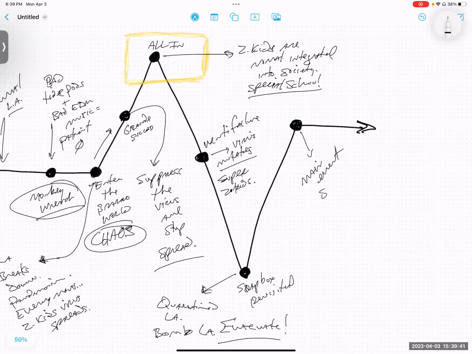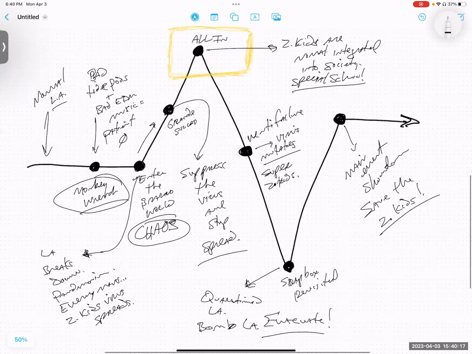Again, sorry for my bad handwriting. Main event showdown is all about, we're saving the Z kids, right? We figure out the cure. We figure out how to administer the cure, save the kids, cure the kids before those bombs are dropped on LA, right? Or maybe the bombs are dropped on LA, but these particular parents are able to save a certain amount of their kids after they inoculate them, right? Maybe not all the kids are saved, just some of them. I'm not sure. You can go a few different ways with them.